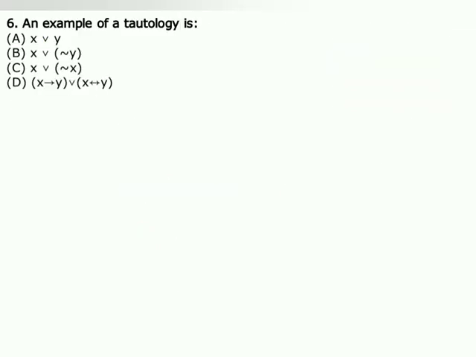Next. An example of a tautology is. Given the options, we have to find the example of a tautology. So what is meant by tautology? If all the statements in the given truth table are true, then it is called a tautology. And if all the statements are false, then it is a contradiction. In logic, a tautology is a formula that is true for every possible interpretation.